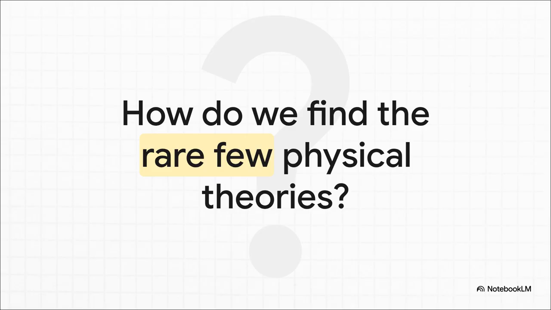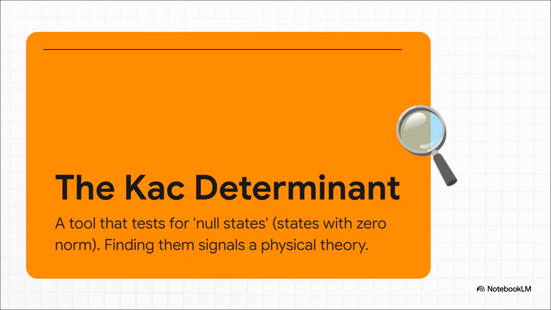And this is where you start to see the sheer scale of the problem. Mathematically, the Virasoro algebra lets you cook up an infinite number of these theories, an infinite number of choices for that central charge C. But the vast, vast majority of them are, well, they're junk. They're not unitary. Only a tiny, rare handful could possibly describe a piece of our universe. So how in the world do we find those needles in an infinite haystack?